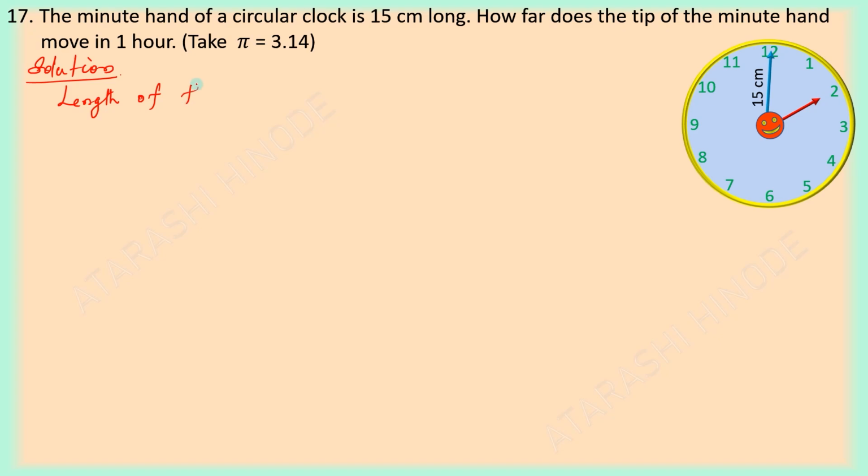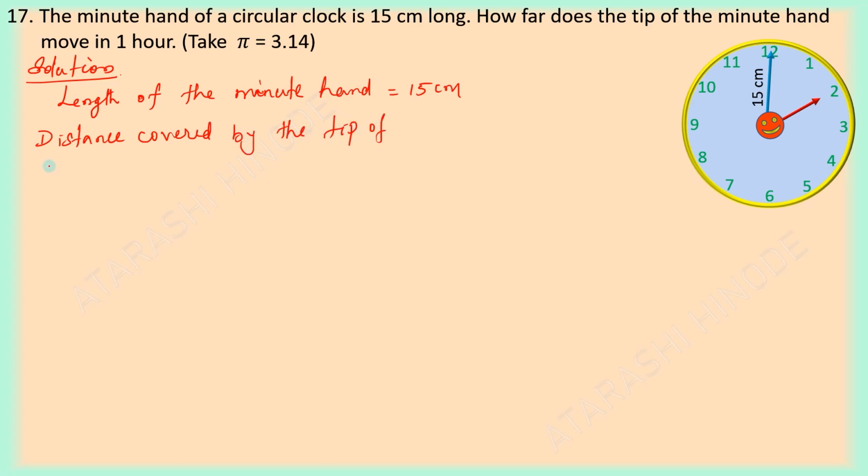Length of the minute hand equal to 15 centimeters. Distance covered by the tip of the minute hand in 1 hour equal to, it is the circumference of the clock.